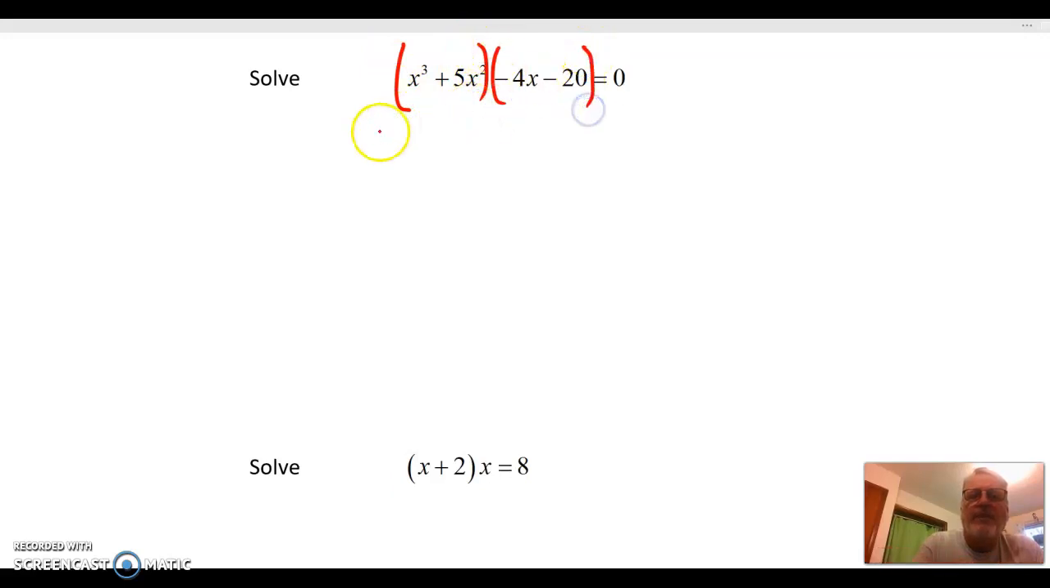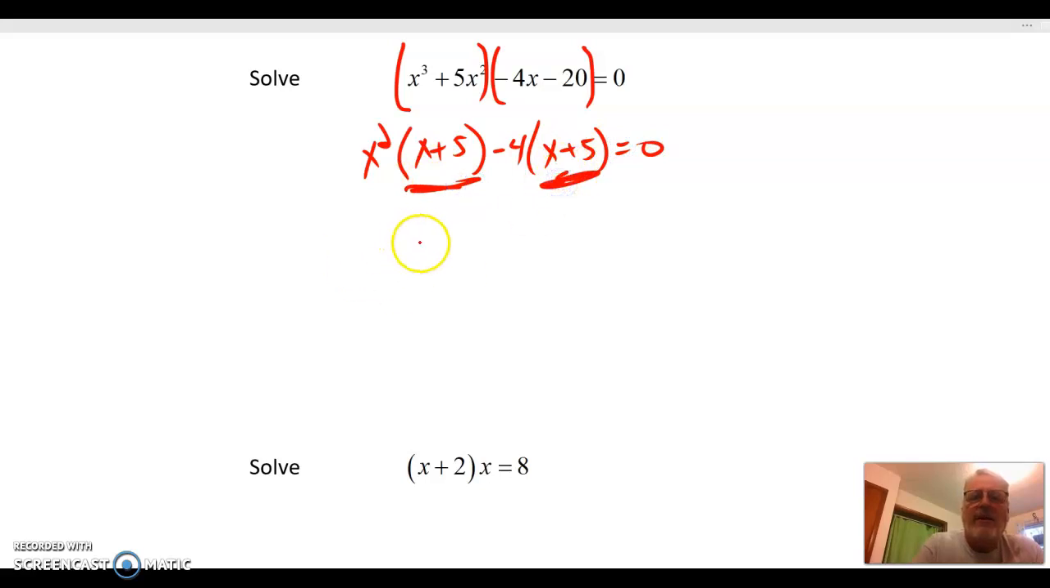factor by grouping. So in this group, I'm going to factor out an x squared. That gives me x plus 5. This one, I'm going to factor out a negative 4, and that gives me an x plus 5 equals 0. These two are always the same, so I'm going to factor out an x plus 5. So this went away and this went away. So what's left over is x squared minus 4.